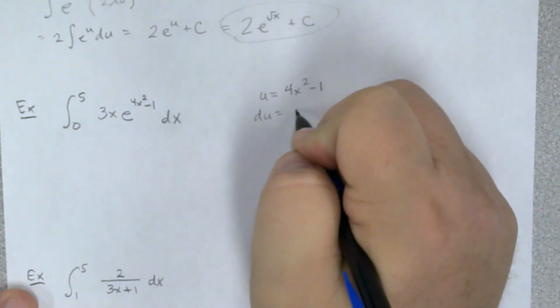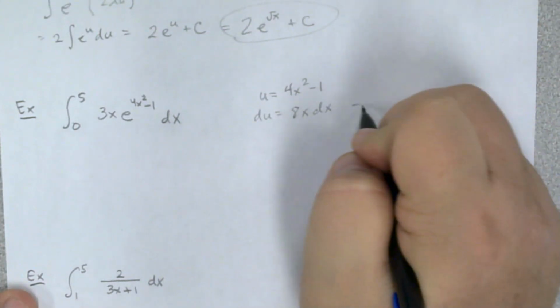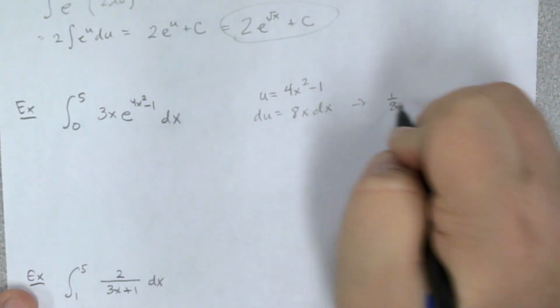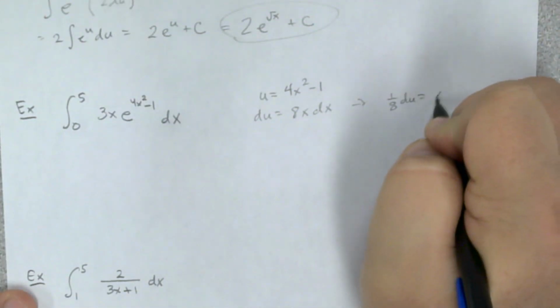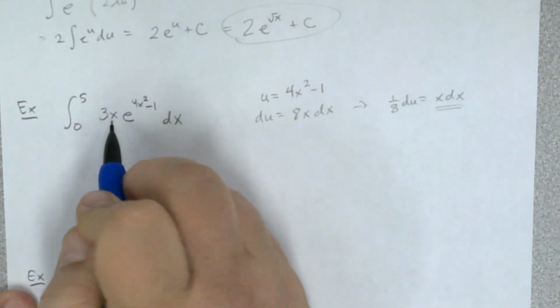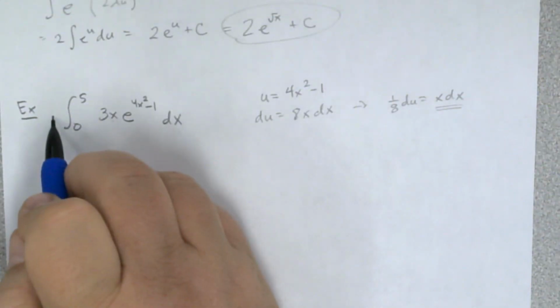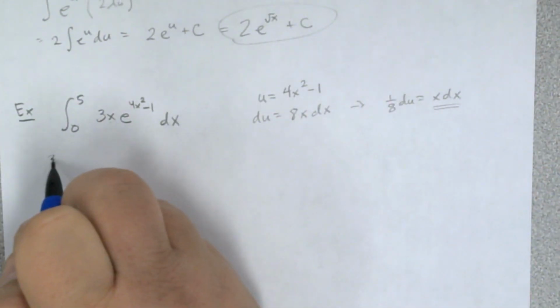So the derivative is going to be 8x dx. Then this gives me 1 over 8 du is x dx. And do I have that? I have an x and I have a dx. I am good to go. This 3 is going to move out to the front. So now I have a 3.